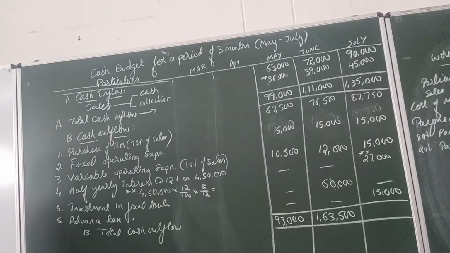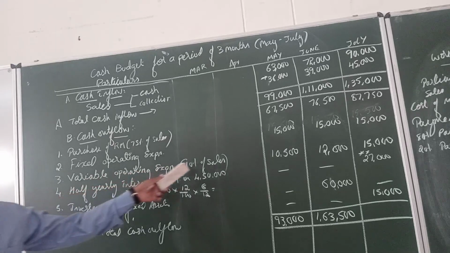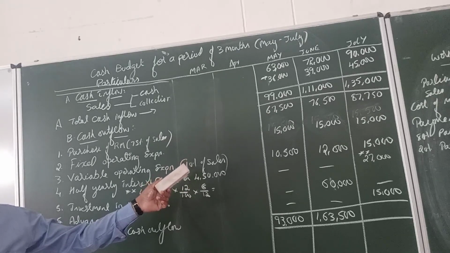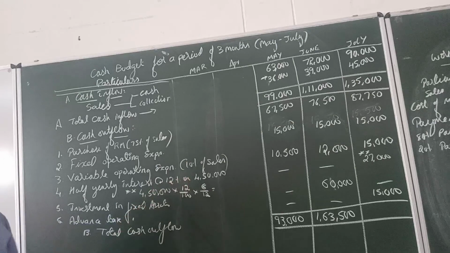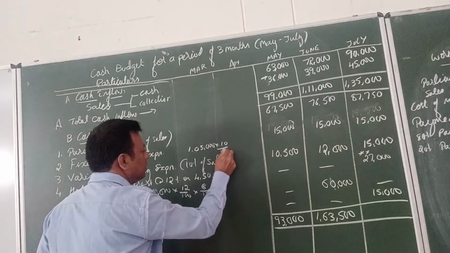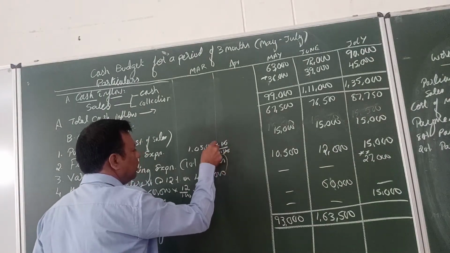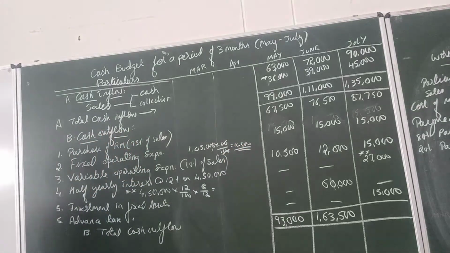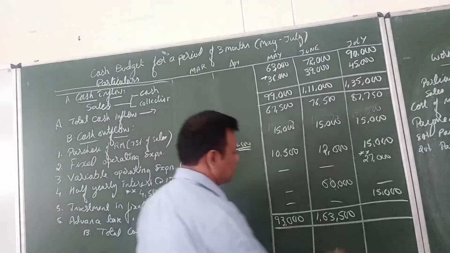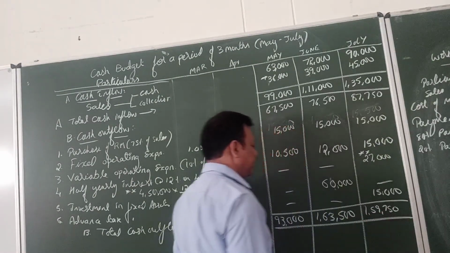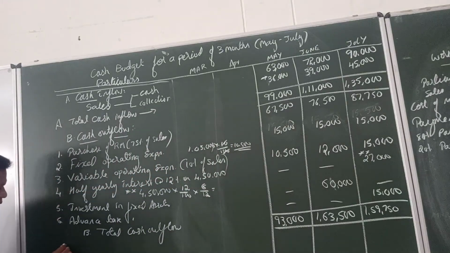Variable operating expenses, total sales. Variable operating expense is 10% of sales. 10% of sales they are given. What is the sales in the month of May? 1,05,000. So if you want you can write down here 1,05,000 into 10 by 100. So you get 10,500. Is it clear to all of you? So then total it, last one 1,59,750. Okay. So now we should write what is C?